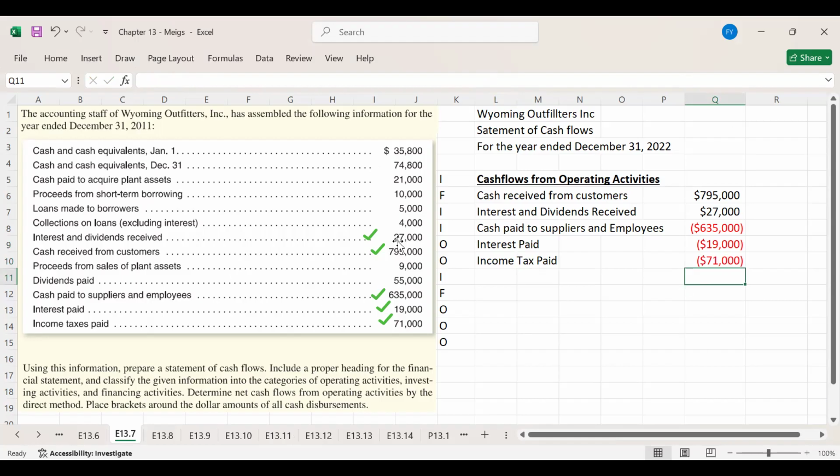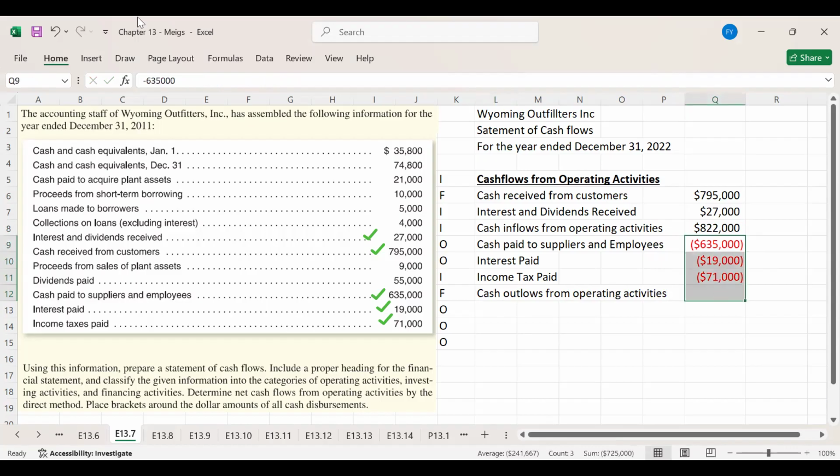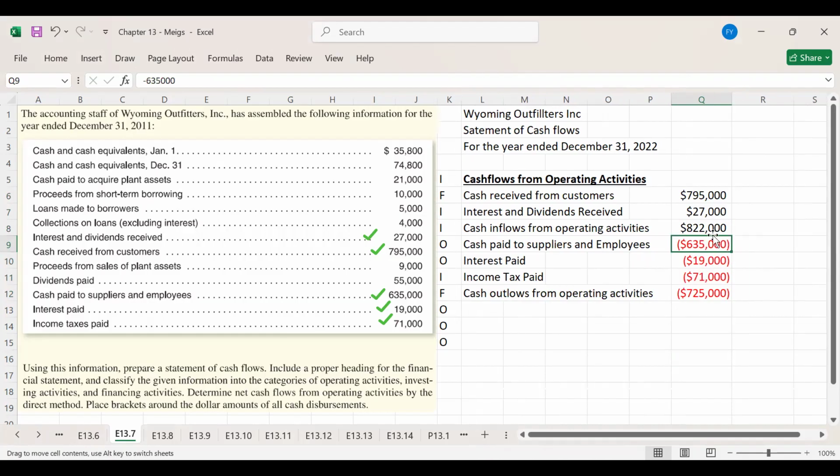Okay, so the way of presentation is to write down all the inflows together and all the outflows together from the operating activities. So what we are going to do, simply a minor adjustment: cash inflows from operating activities. So total cash inflows are this one, and cash outflows from operating activities are this much. We are going to add all outflows. These are inflows, so we are presenting them in the outer column.